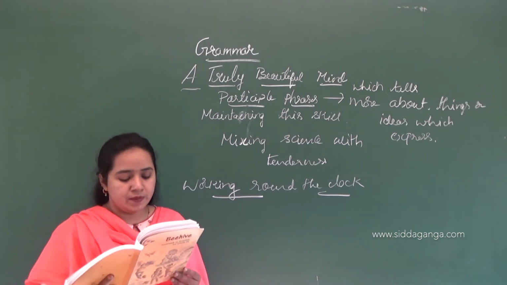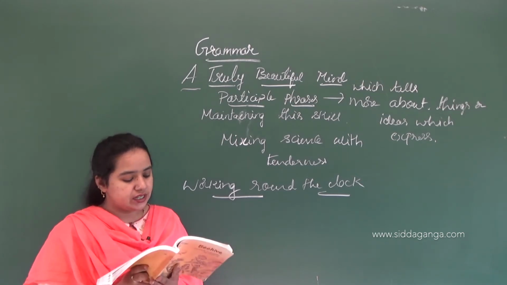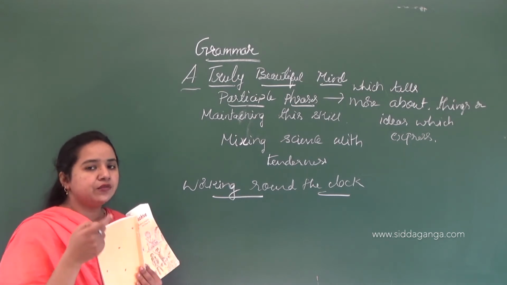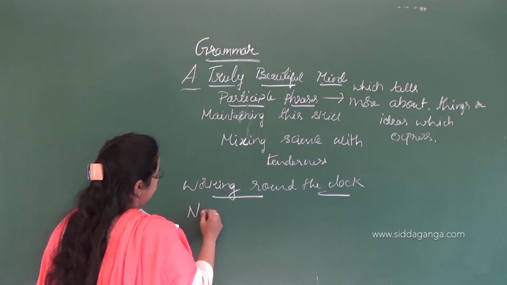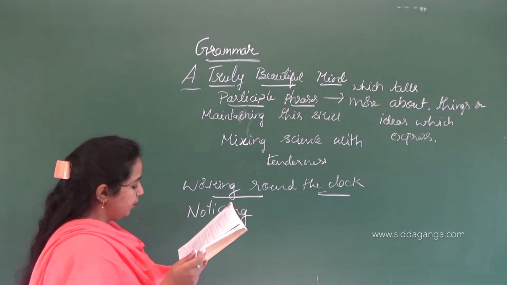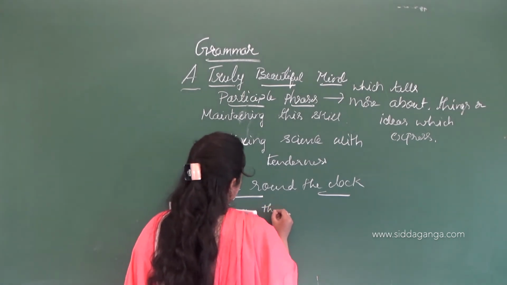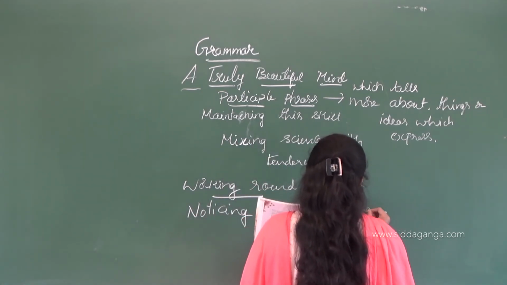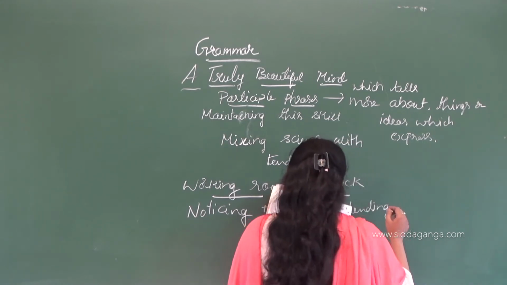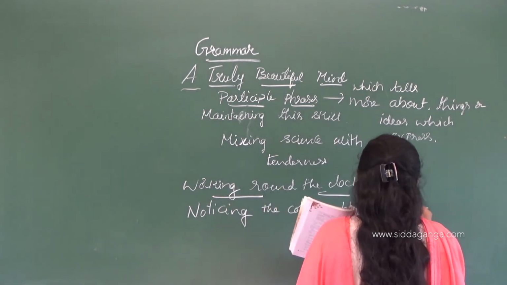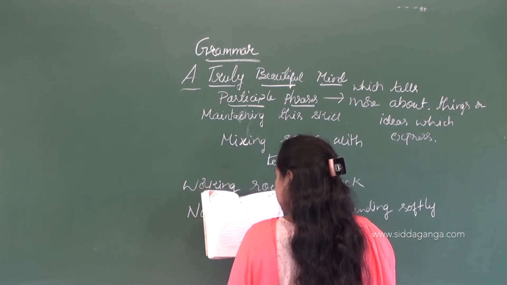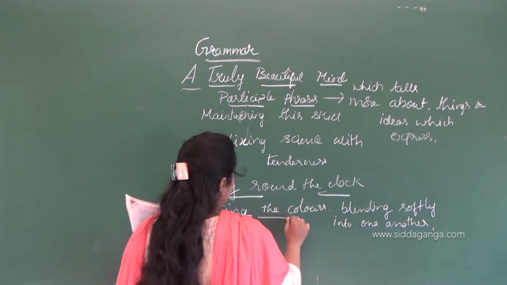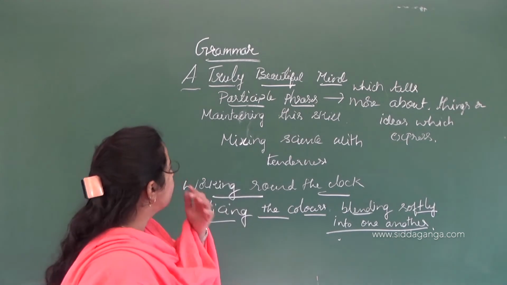Okay, so let's move to the next one. She watched the sunset above the mountain. Dash. She noticed the colors blending softly into one another. How can you do it? I told you, where -ed is there, instead of using -ed, add -ing. So what will be the answer here? Noticing the colors blending softly into one another. Okay, like this. I hope you understood how you write this answer with the help of the brackets, and this is called a participle phrase.